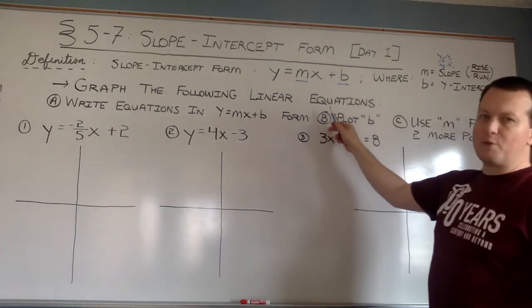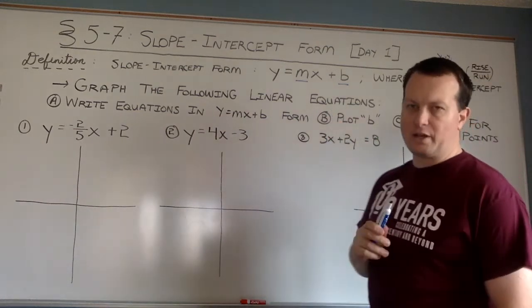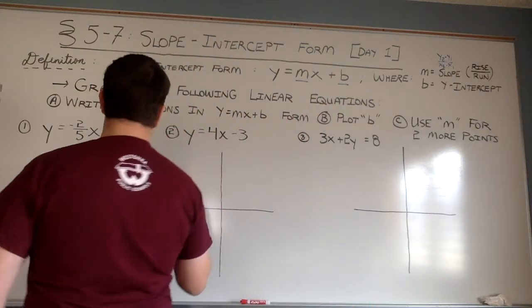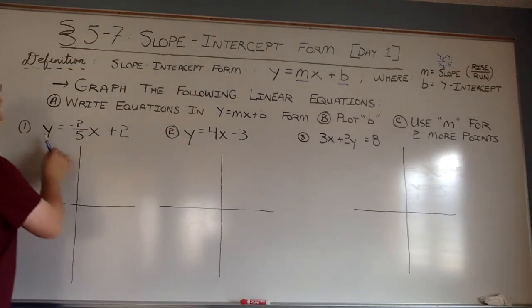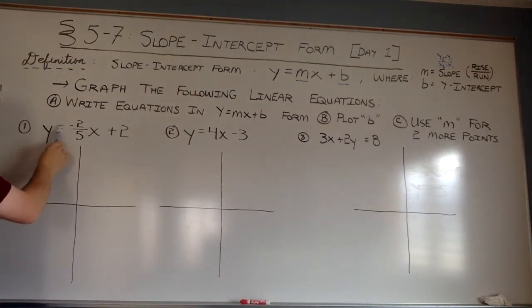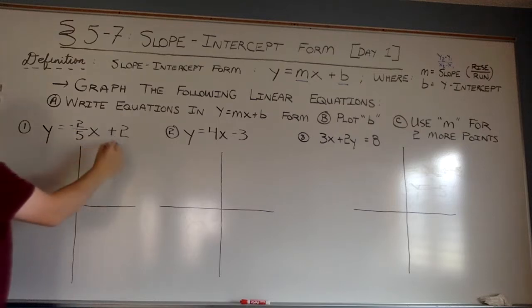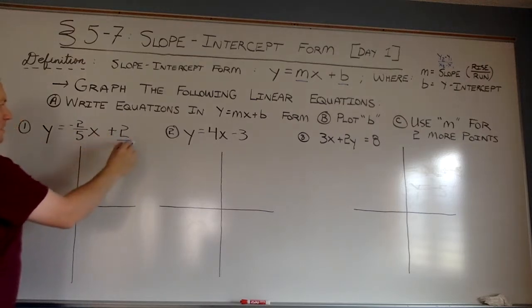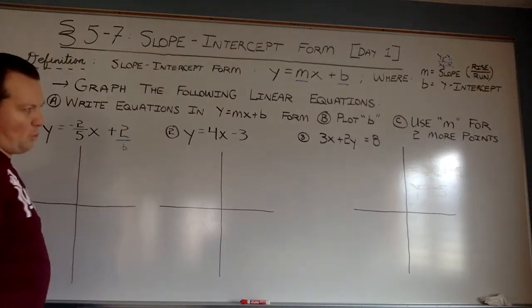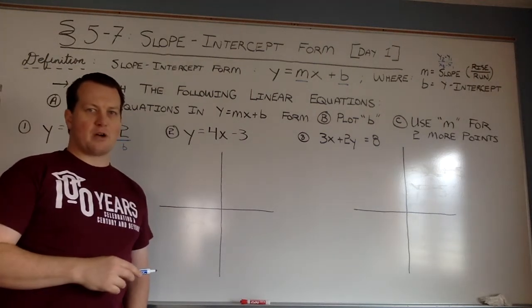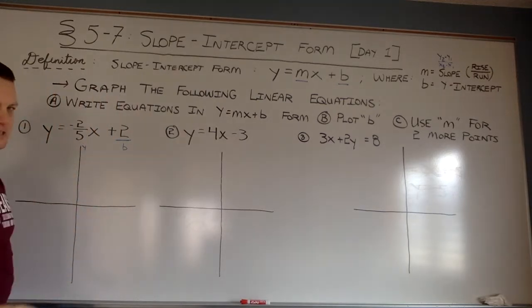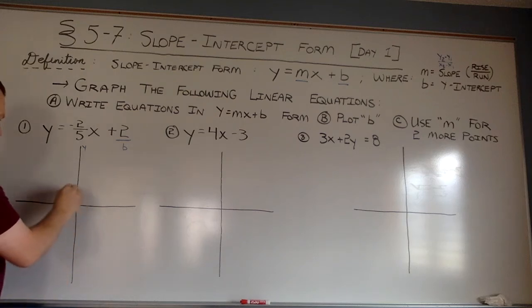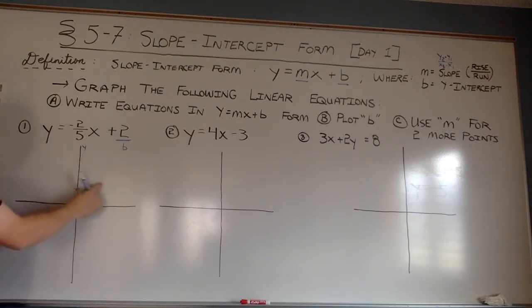And B, this is where I'm going to begin when I look at graphing these equations. I start with B. Remember, B is the y-intercept of the equation. So as I look at the first equation here, y equals negative 2/5 x plus 2, B is equal to positive 2. So my y-intercept, the point at which this line crosses the y-axis, again, the y is my vertical up and down axis, is positive 2. So I'm going to go up 1, up 2, and that's where I'm going to begin. I begin at B.